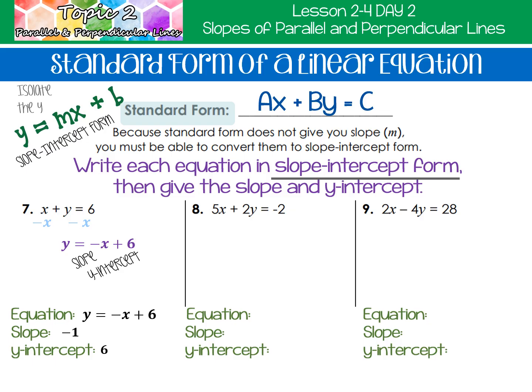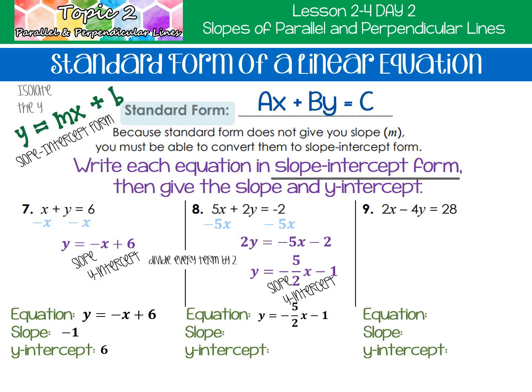Let's do number 8. Get the y alone. So subtract 5x on both sides. 2y equals, put them in order, according to slope-intercept form, -5x minus 2. We need to divide every term by 2. And we get y equals -5/2 x minus 1. So that's our equation. Slope is negative 5/2, and the y-intercept is negative 1.